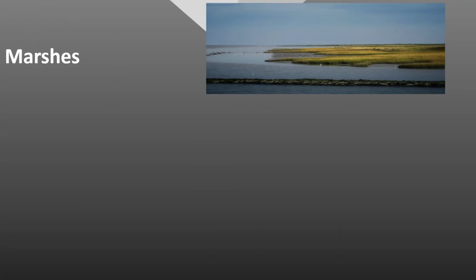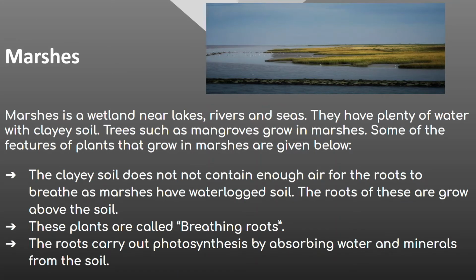Marshes. Marshes are wetlands near lakes, rivers and seas. There is plenty of water with clay soil. Trees such as mangroves grow in marshes. Some of the features of plants that grow in marshes are given below. The clay soil does not contain enough air for the roots to breathe, as marshes have waterlogged soil. The roots of these plants grow above the soil. These are called breathing roots. Roots carry out absorption of water and minerals from the soil.